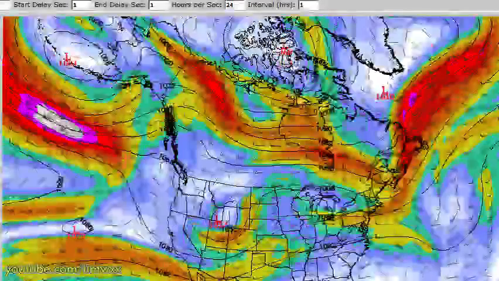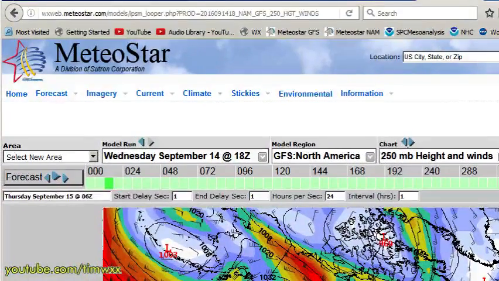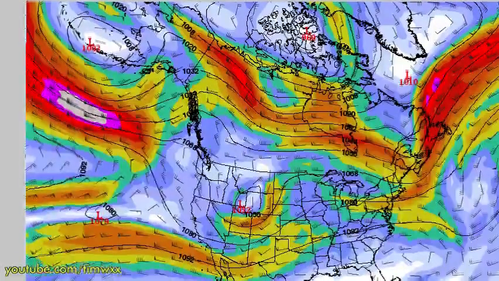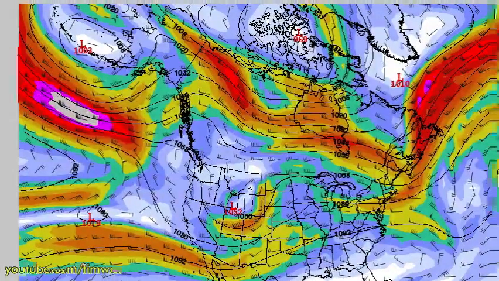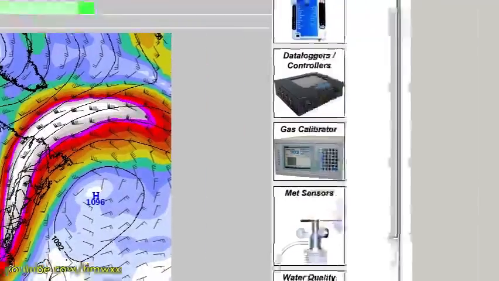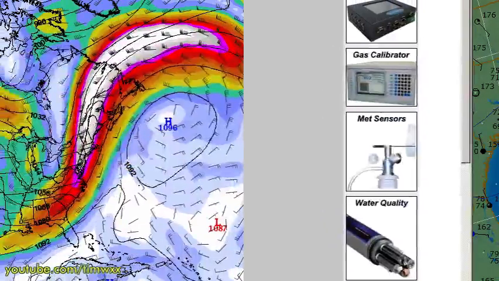But this Meteostar is free. So I'm not subscribed to anything here. You should be able to pick this up with your browser, and they make most of their money through these ads here, looks like. Well, I guess they're probably advertising their own products.